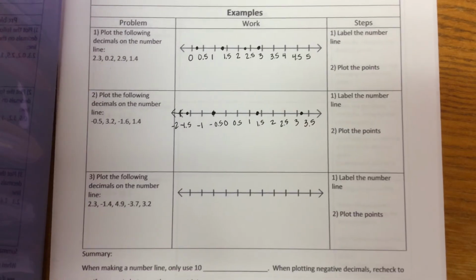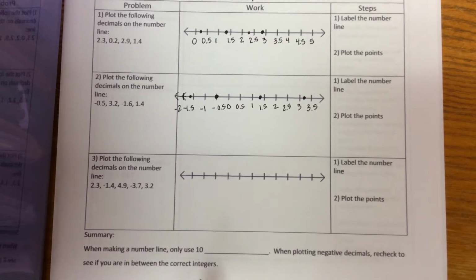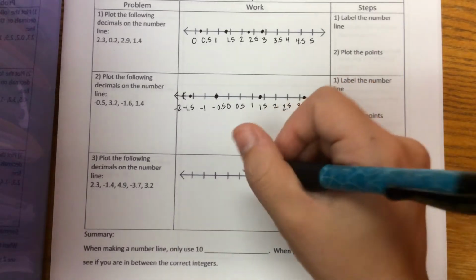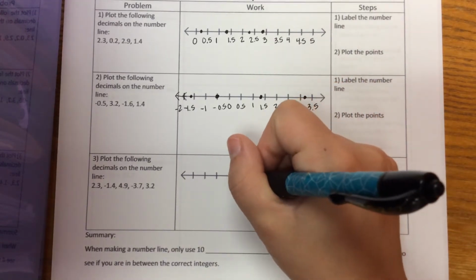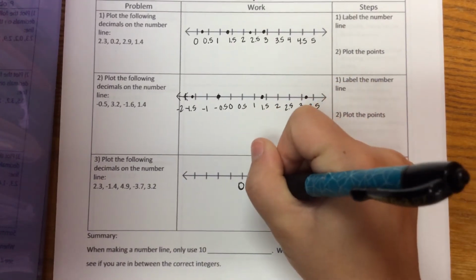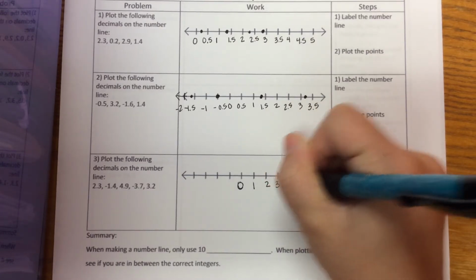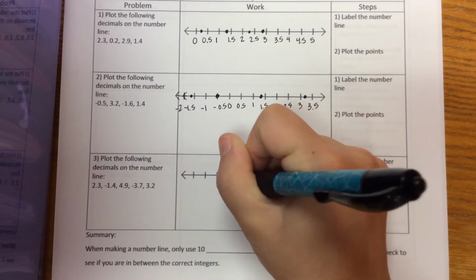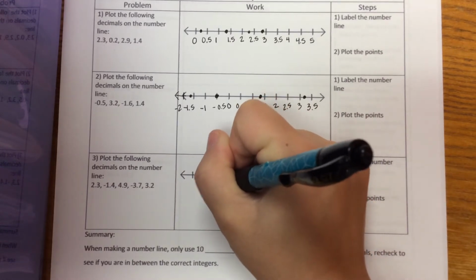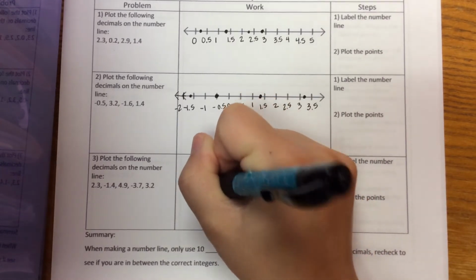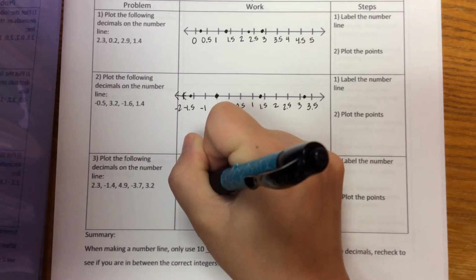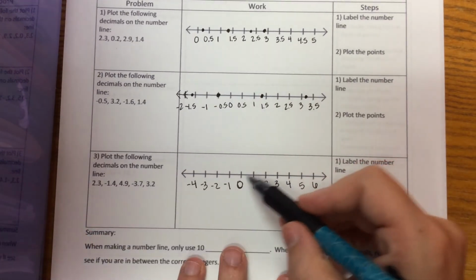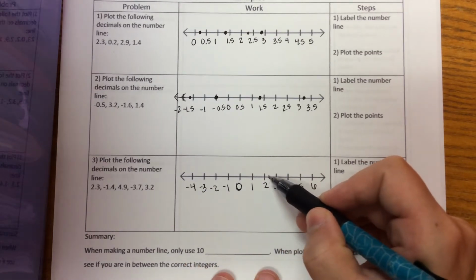Okay, last one, number 3, plot the following decimals on the number line. So this one, we do have to count by ones, because we have enough negatives. So I'm going to put 0 somewhat near the middle, and then I'm going to count 1, 2, 3, 4, 5, 6, negative 1, negative 2, negative 3, negative 4. Okay, so now we have 2 and 3/10, so we go to 2, and then 3/10 is just a little bit past.